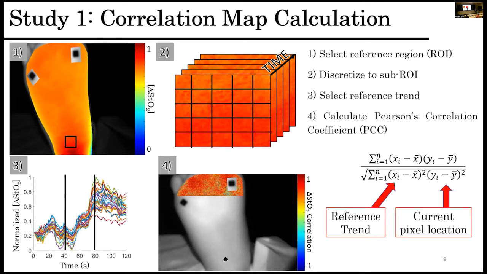And finally, with our selected reference region, we calculated the Pearson's correlation coefficient between that reference, shown here by the black star towards the bottom, with every point on the foot.